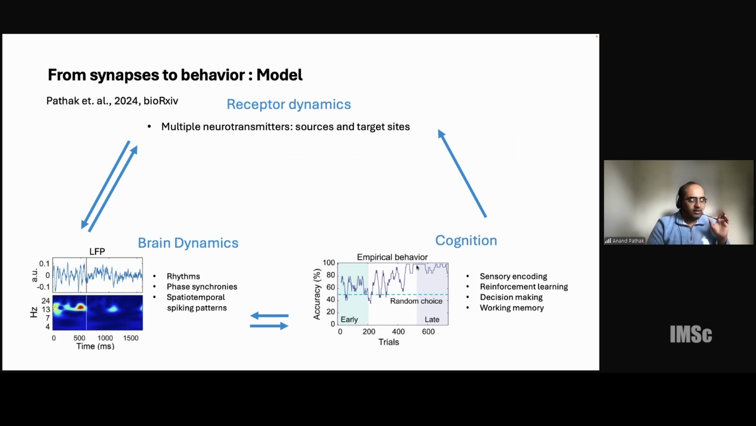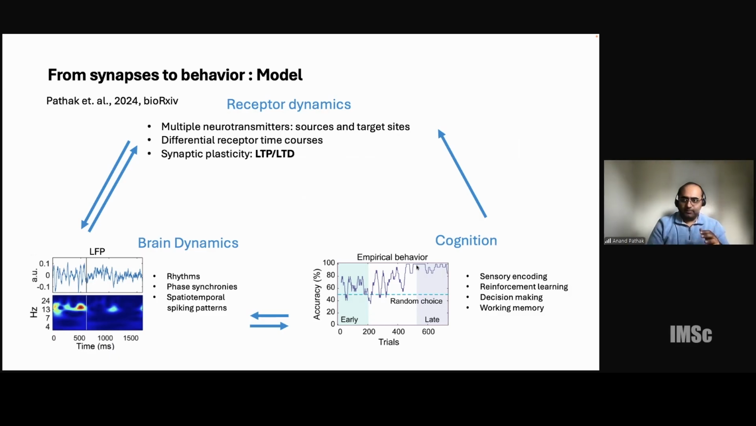So we incorporate the receptor dynamics, where there are different neurotransmitters. There is GABA, there is AMPA, glutamate, NMDA and AMPA, and there is dopamine, there is acetylcholine. Then a very important aspect is the time course, the time scale. So each receptor has different time scales. Glutamate is very short, whereas GABA is quite long. So glutamate is about 10 to 20 milliseconds, whereas GABA is 80 to 100 milliseconds.